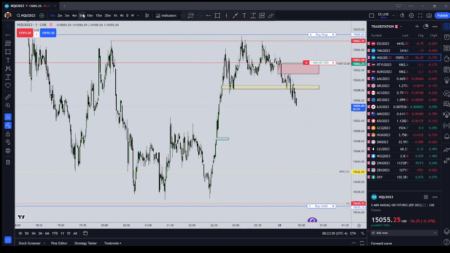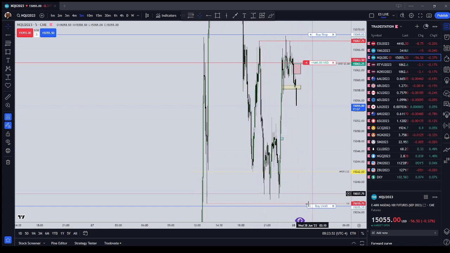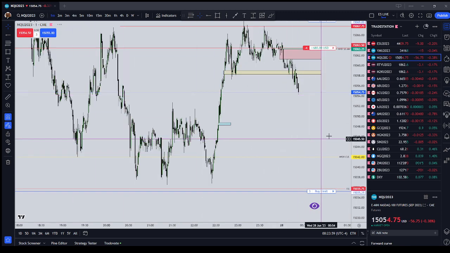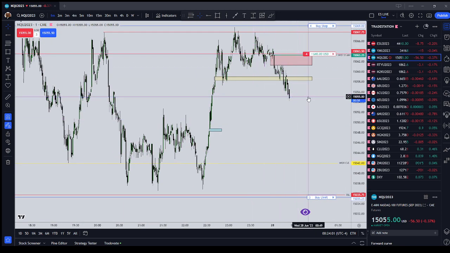I'm looking at our market maker profile, so this would be a seek and destroy. I'm also looking at our session lows, so I'm looking at liquidity targets as well. Really, I'm using the whole toolbox, and that's how you get entries like you see here.